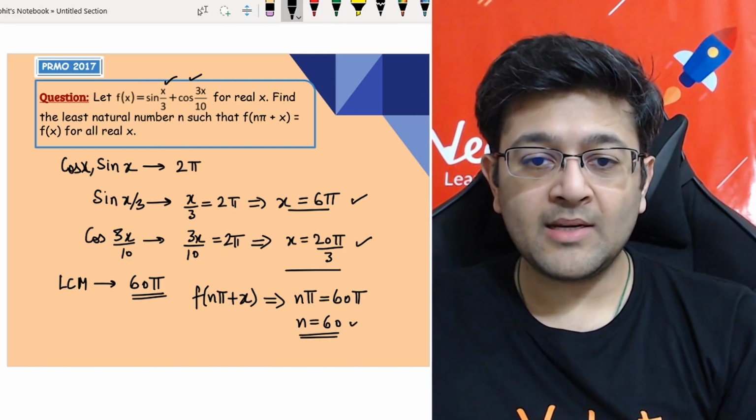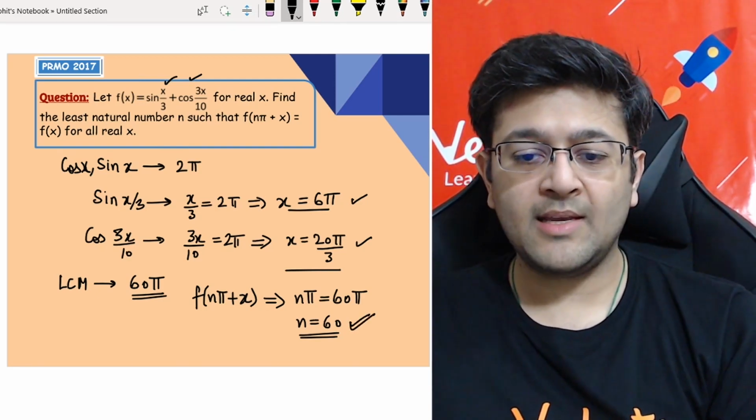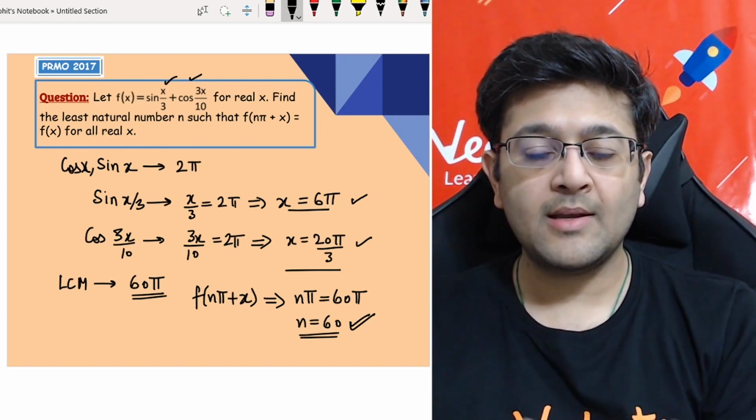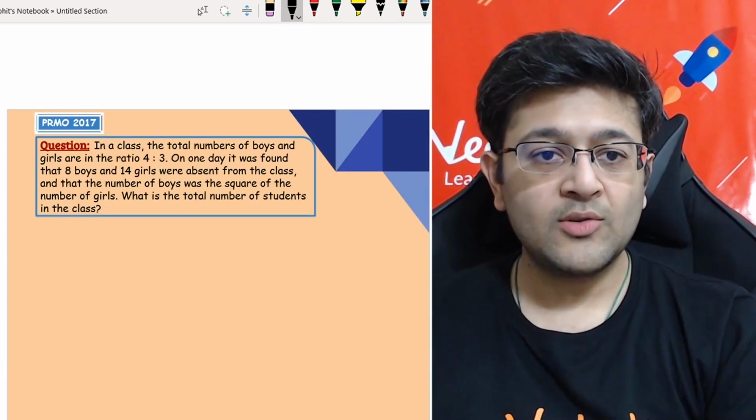I hope everybody understood this one, which was a very easy one. Okay, we just have to find the period of the combined function. Sure. So this is the third one.